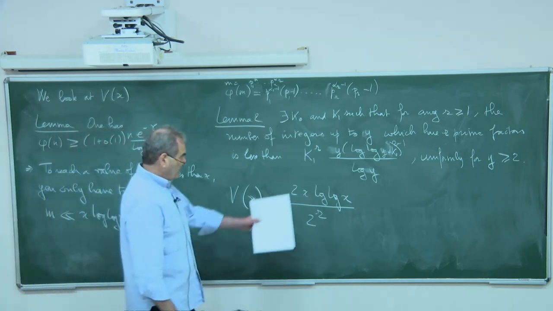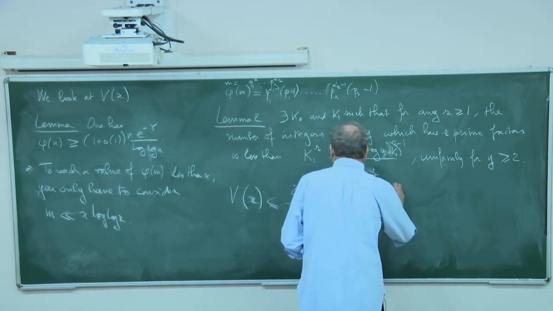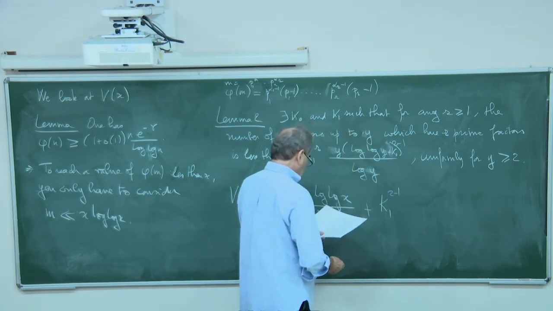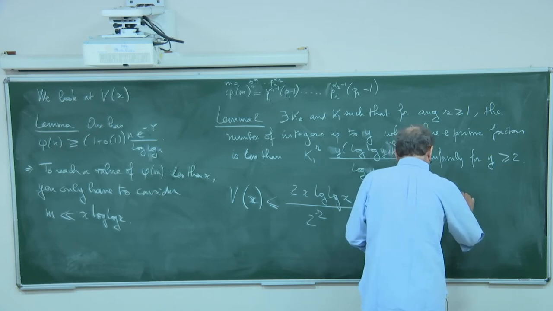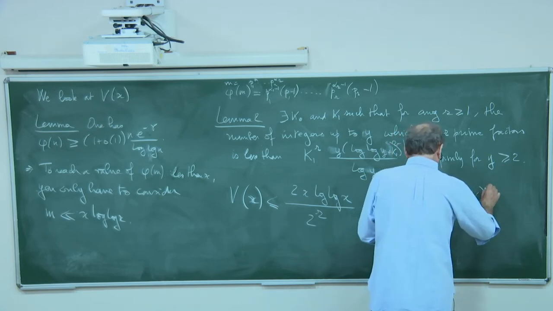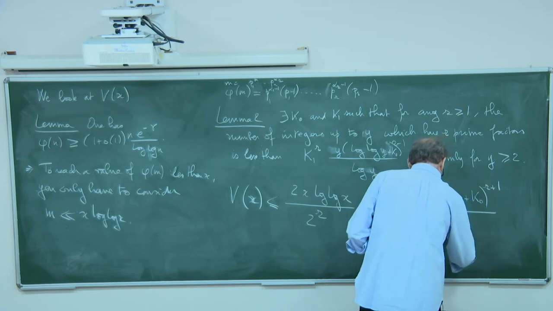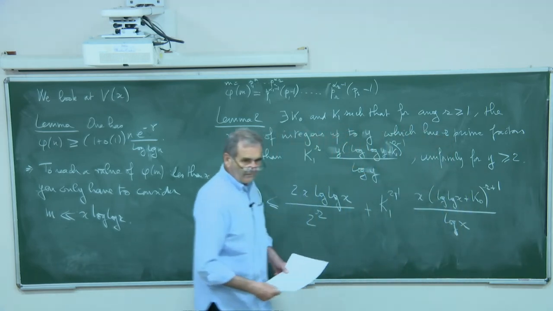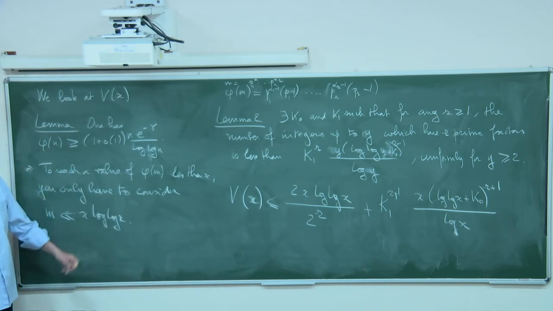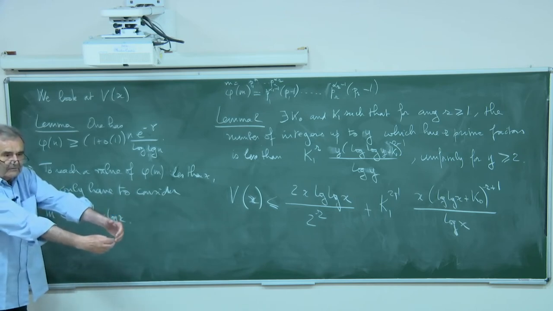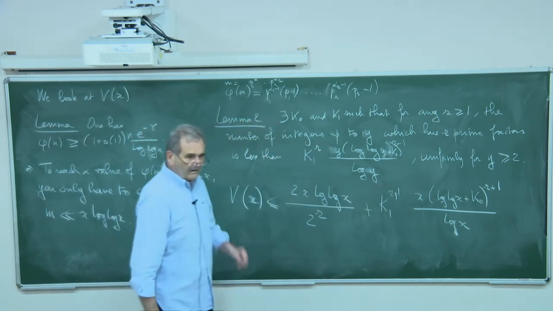And for the ones who don't have many prime factors, you use this. And so it will give you something which is plus k1 r minus 1. And then there is something which will be x log log x plus k0 to the power r plus 1, divided by log x. There is a log x extra. The log x extra corresponds to this one, because you have to count up to x log log x and not simply up to x. So compared with that, you have an extra log log x factor.